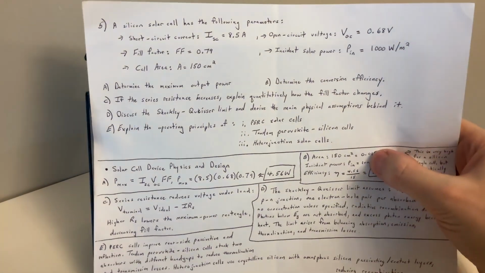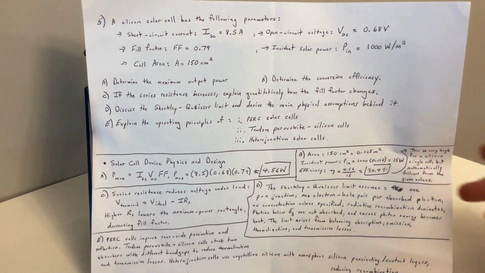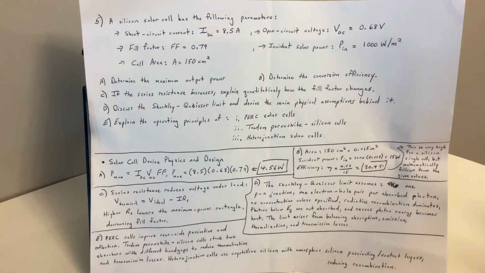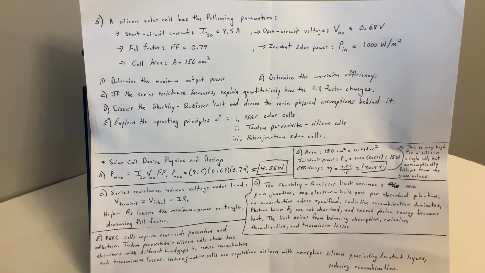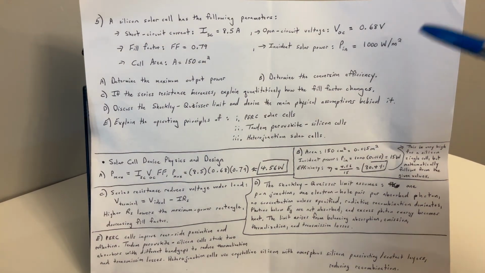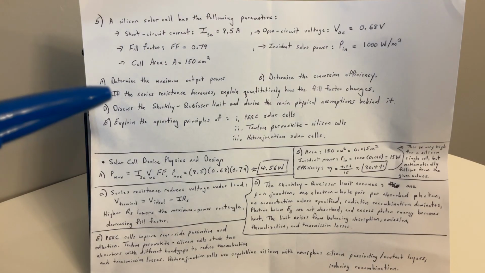Okay, number 5. Silicon solar cell has the following parameters. Short circuit current I sub SC 8.5 A, open circuit voltage V sub OC of 0.68 V, fill factor FF is 0.79, incident solar power P sub IN 1000 W per meter squared, and cell area 150 centimeter squared. And then part A, determine the maximum output power.